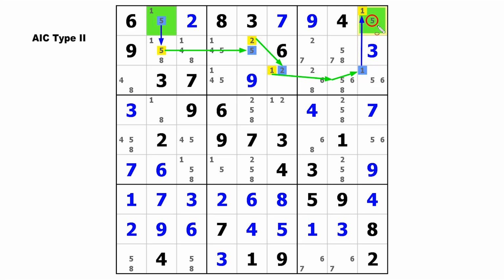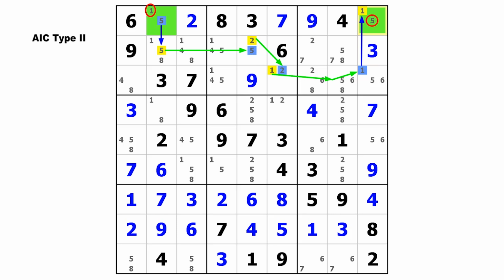That's the start digit in the end cell, and this is the end digit in the start cell. Okay? And that will leave a naked single in each one of those cells. But let's take a closer look at what's really going on here. Because of this perfectly constructed AIC, we know that there is an effective strong link between those two endpoints, meaning that if either one of them is false, then the other one must be true.